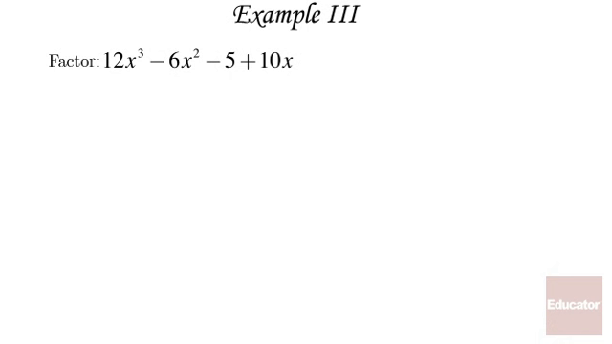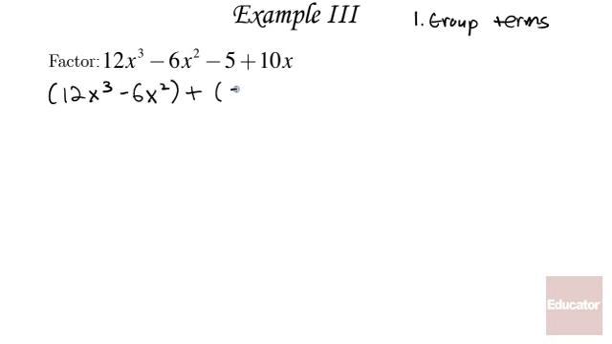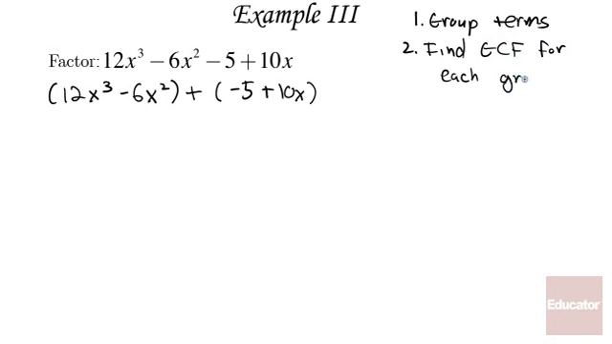Here is another expression. Again, this is a polynomial with 4 terms, so I'm going to use grouping. Group the terms. Group the first 2 and group the second 2: 12x cubed minus 6x squared, and then I'm going to group negative 5 and 10x. Next, find the GCF for each group.